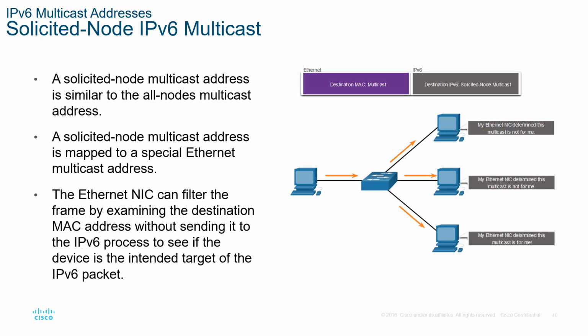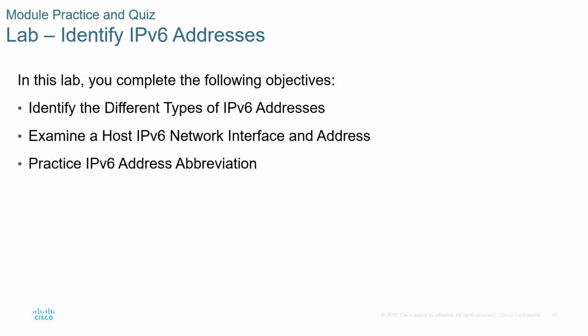A solicited node multicast address is similar to an all-nodes multicast address, which is similar to a broadcast. A solicited node multicast address is mapped to a special Ethernet multicast address. The Ethernet NIC can filter the frame by examining the destination MAC address, without even having to send it to the IPv6 process to see if the intended target is IPv6. We have a lab identifying the appropriate addresses.